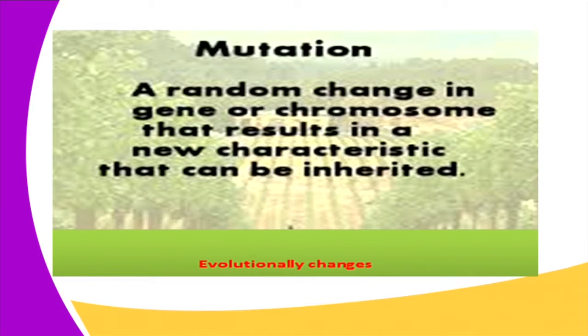So mutation, therefore, is a random change. You can summarize it as a random change in a gene, or rather the chromosome, that results in a new characteristic that can be inherited. So as the environment changes, man had to undergo a random, or abrupt, change in the gene, or rather the chromosome, that results in new characteristics that can be inherited. So these traits can be inherited, and they are heavily influenced by changes in the environment.